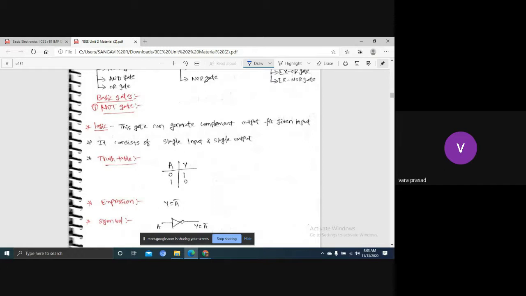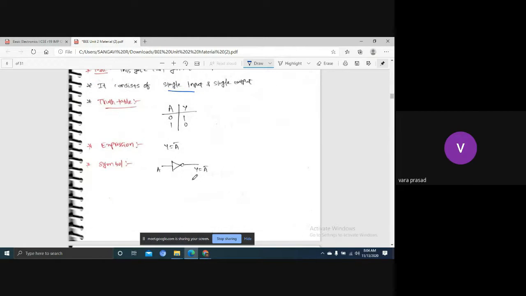First one is the NOT gate. It is also called the complement gate or inverter. First, logic: this gate generates the complement output for the given input. It consists of a single input and a single output. When the single input A is there, we can get two conditions, 0 and 1. A is 0, complement we get output Y is 1. A is 1, Y should be 0.